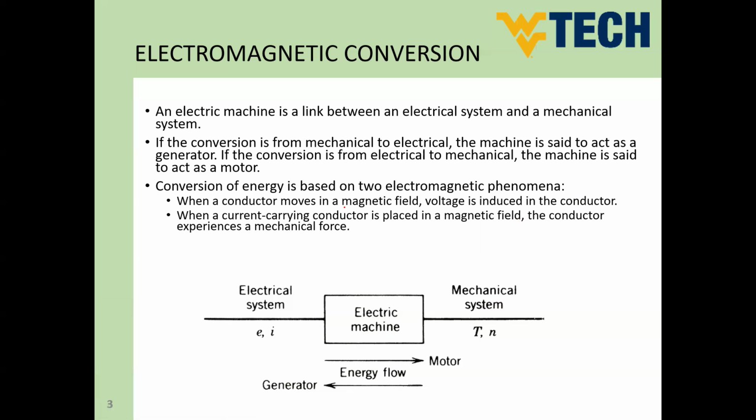So here the conductor is moving in a magnetic field, and in the other action you have the current-carrying conductor placed in a magnetic field. So the magnetic field is a common thing between the two conversions, and this is actually the idea of any electromechanical energy conversion. If you would like to convert electrical to mechanical or mechanical to electrical power, you have to have a source of magnetic field.